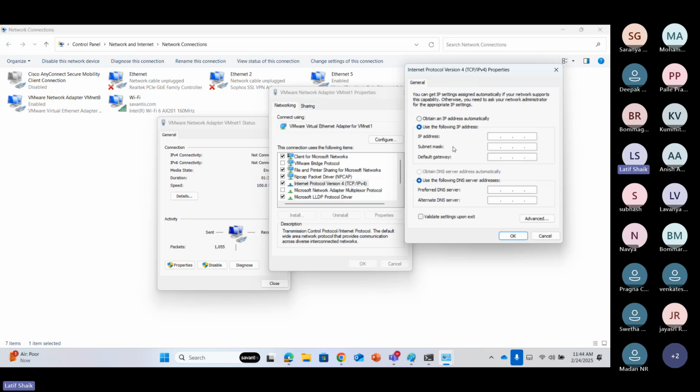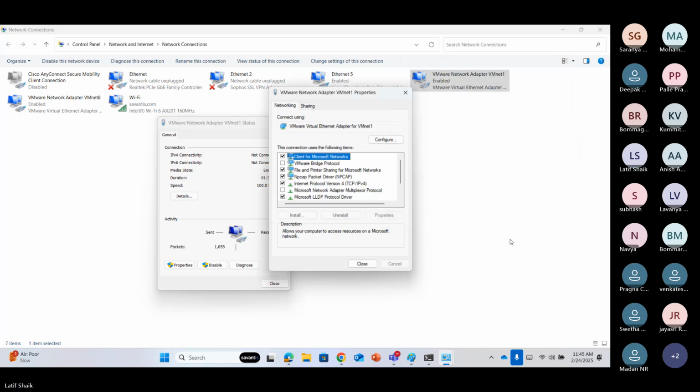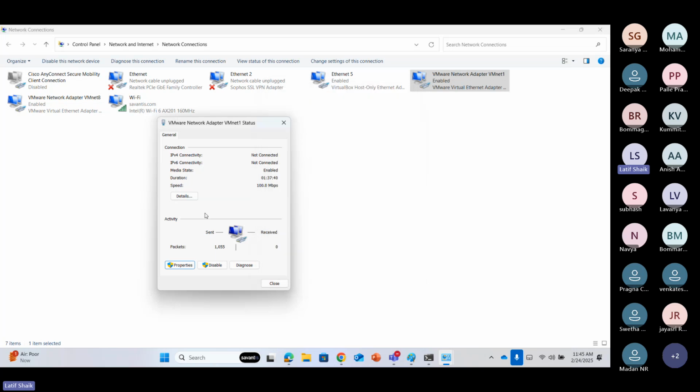Second option is Use the following IP address. It means you want to assign an IP address manually. So I want to assign some IP address manually to this PC. Just I'm assigning IP address manually, along with all the things like default gateway, default DNS server, like this. Okay, so manually I configured an IP address.